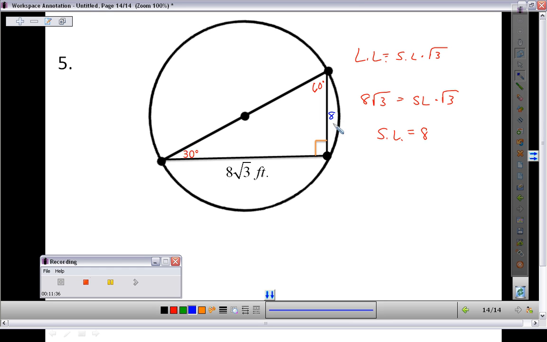If my short leg equals 8, now I'm going to go from the short leg to the hypotenuse. Hypotenuse equals the short leg times 2. The hypotenuse in this case is also the diameter. Diameter equals the short leg 8 times 2. So my diameter is 16 feet. If my diameter is 16 feet, my circumference is going to be 16 pi feet.